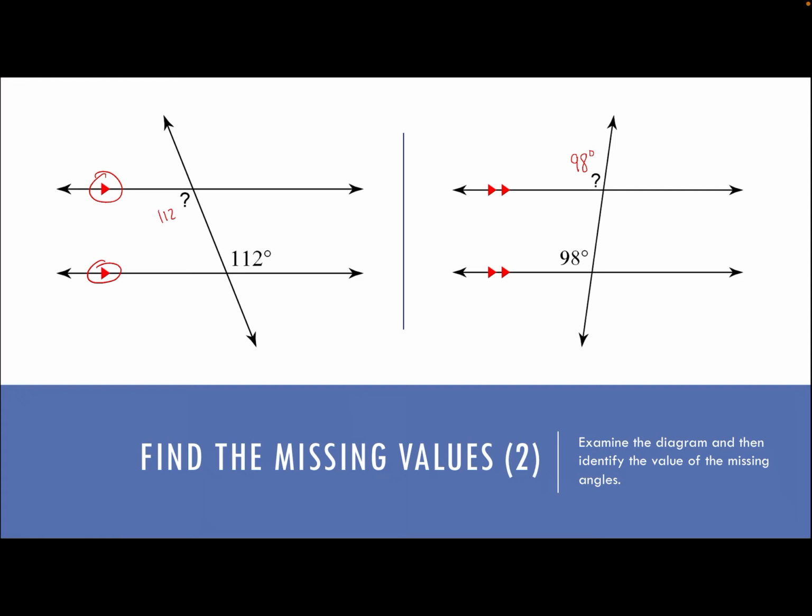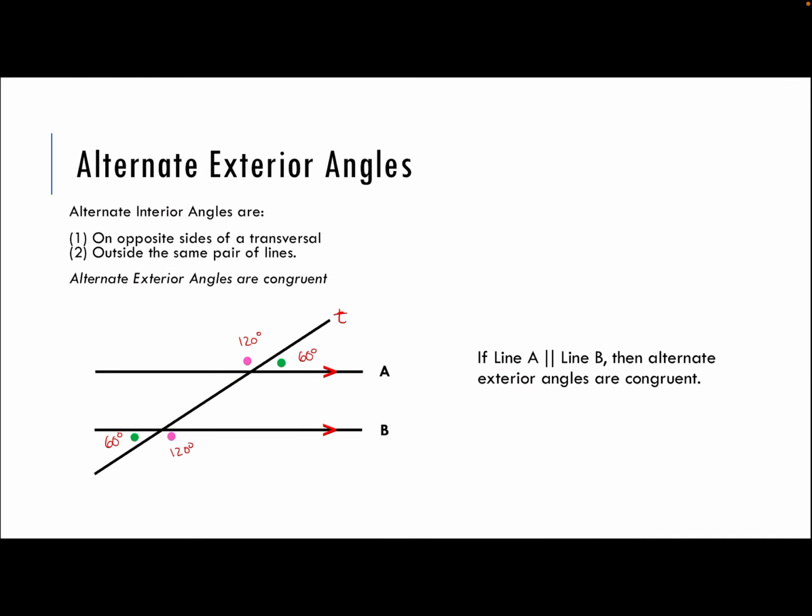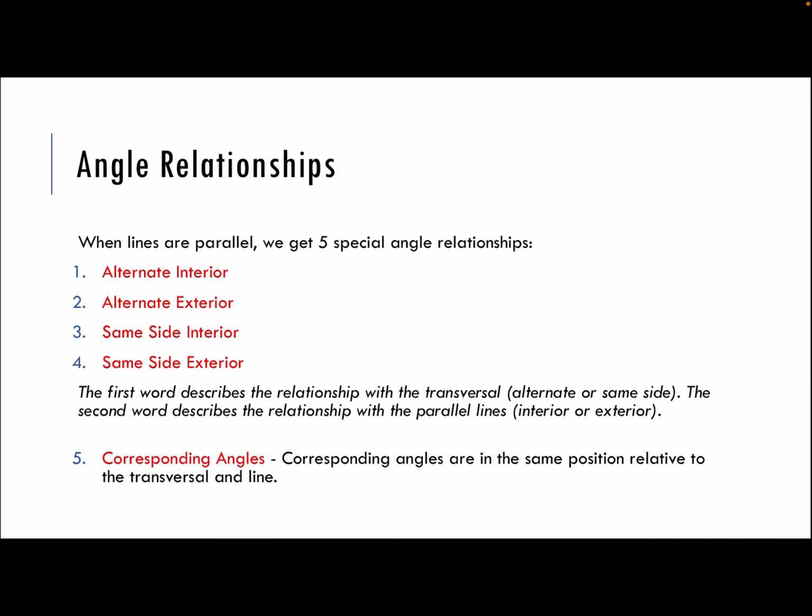All right, so that's going to conclude our video over parallel lines and transversals. In this video, we covered the angle relationships of alternate interior, alternate exterior, same side interior, and same side exterior. And we found basic angle values. In our next video, we're going to take this one step further and use that to solve equations that involve parallel lines. Thanks for watching.